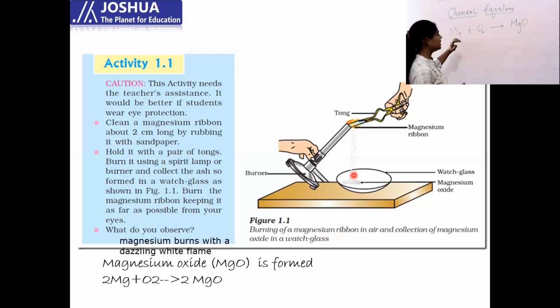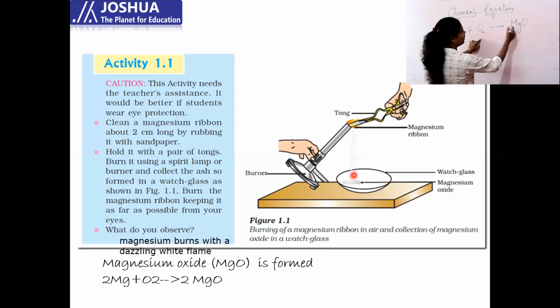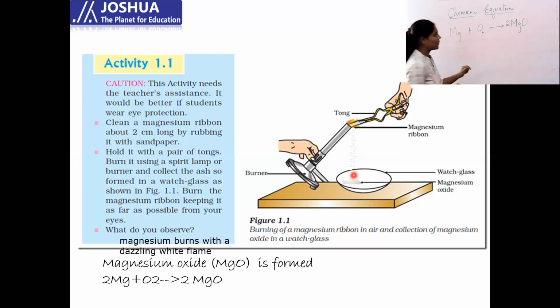Now, do you think that this equation is balanced? So what should you do to balance this equation? See, here you have two oxygens. So you have to make here also two oxygen. Correct? And similarly, magnesium became 2. So if you add 1, 2 here, it's balanced.